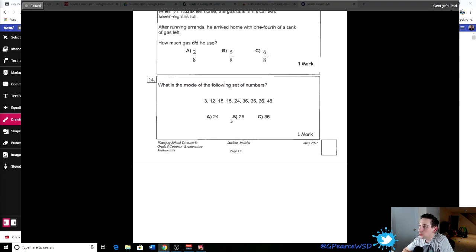What is the mode of the following set of numbers? The mode. If you remember, that was earlier on in the year. We didn't stay on this too long. The mean, the median, the mode, right? The median is the middle of the set. Without adding them, it's actually like the visual middle. And the mode is the number that occurs most often. So you can see here, 36 happens 3 times. 15 happens twice. Yeah, so the mode would be 36 there.